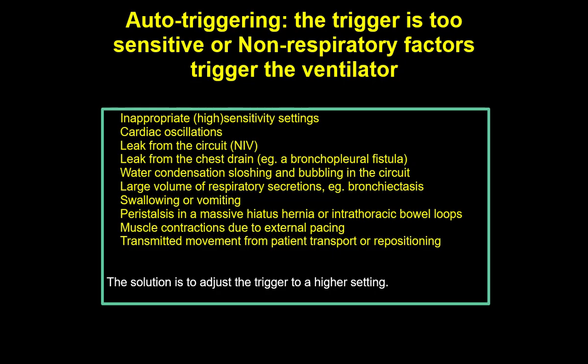You just press on the patient's abdomen, and the machine senses that this is a negative inspiratory effort and gives a breath. So this is the kind of thing. So obviously you have to adjust the trigger to a higher setting.